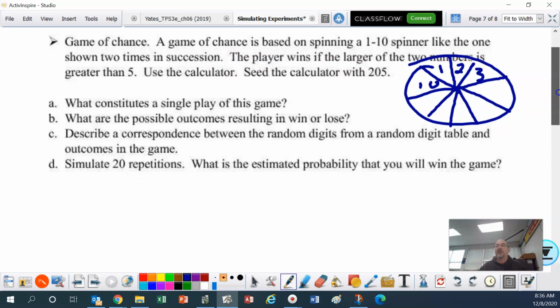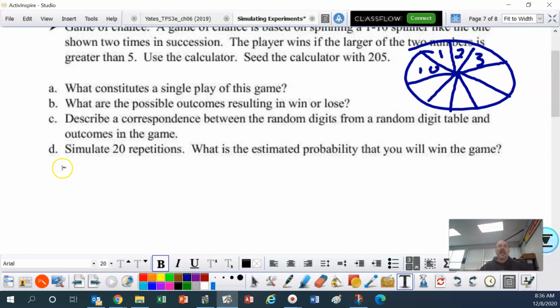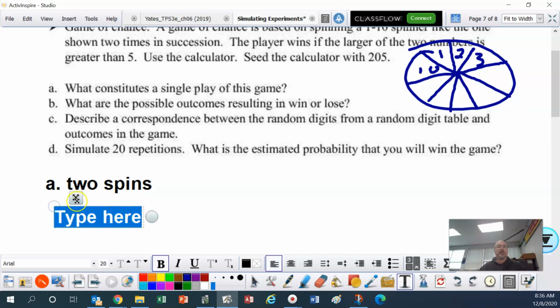Use the calculator seeded at 205. So it says, well, what constitutes a single play of this game? Well, A, that would be 2 spins. 2 spins is a single play of the game. B, what are possible outcomes resulting in a win?